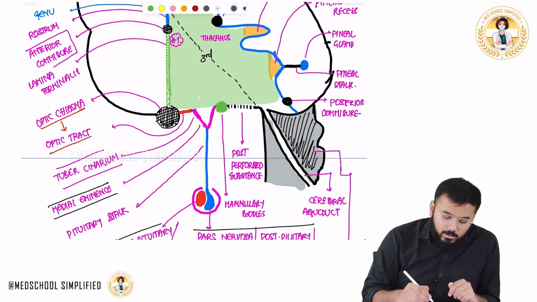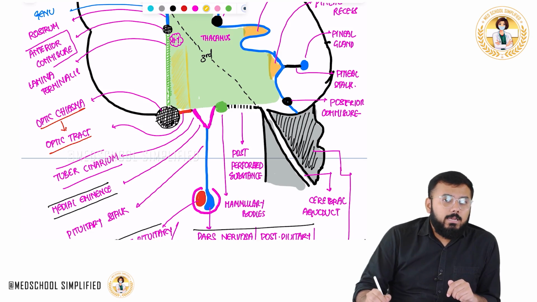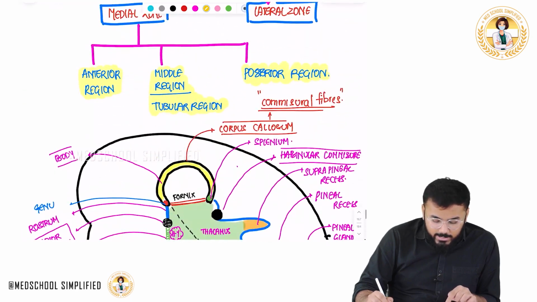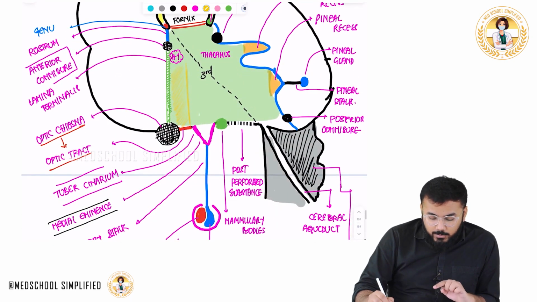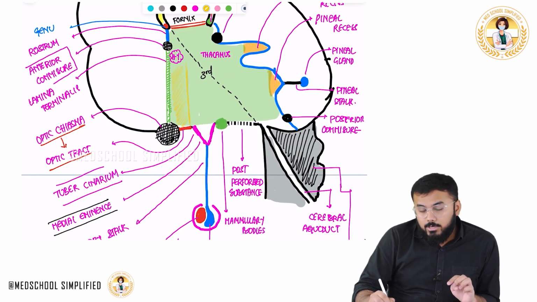All of you just look here now. If you carefully look, this part which I am highlighting right now is called the anterior zone. Where is the anterior zone present? The anterior region is present above the optic chiasma. Where is the middle region present?